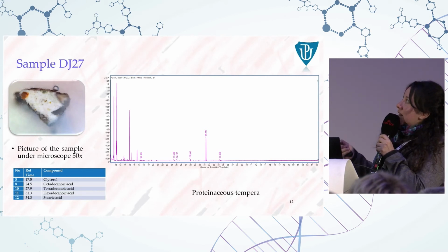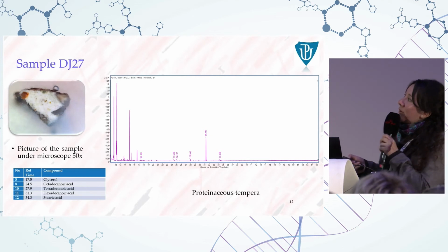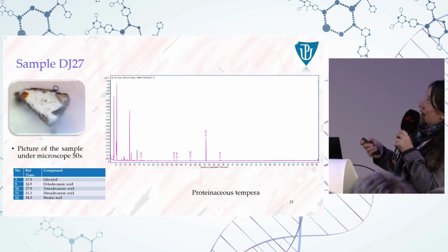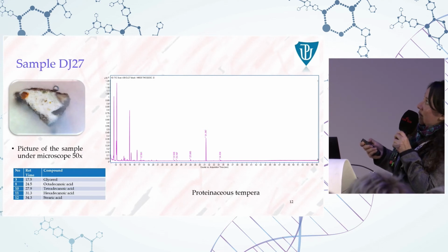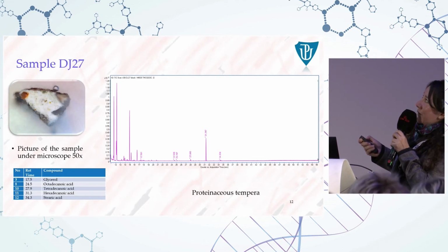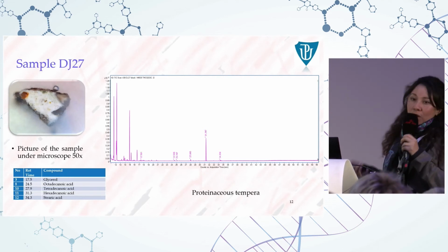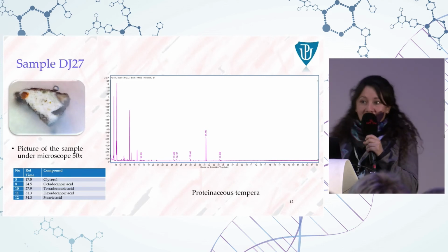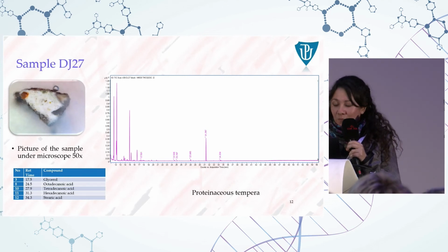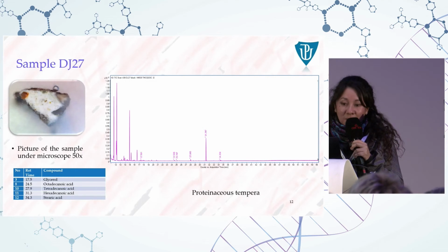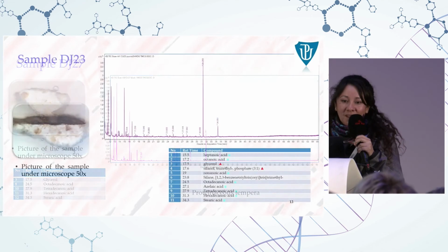And with pyrolysis, we analyzed several samples. This is one of the samples. And this is a very, very classic profile for egg. So we have here the hexadecanoic acid, which is the biggest signal, and the stearic acid. These proportions are very, very typical for egg. So we conclude that the binder used to execute this mural is proteinaceous tempera.